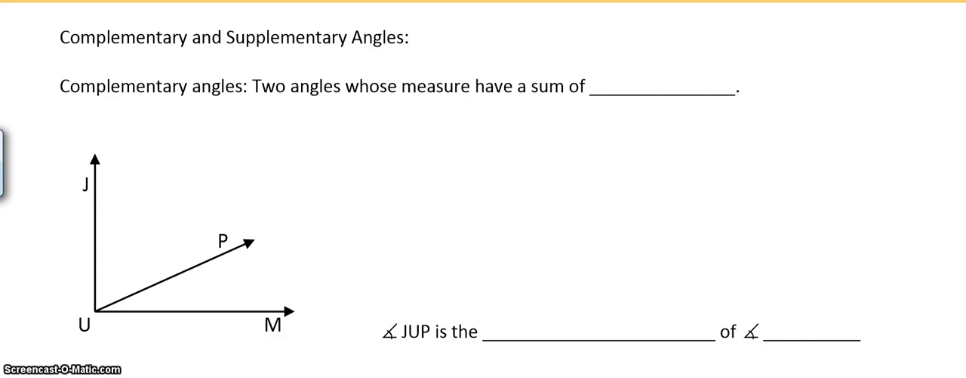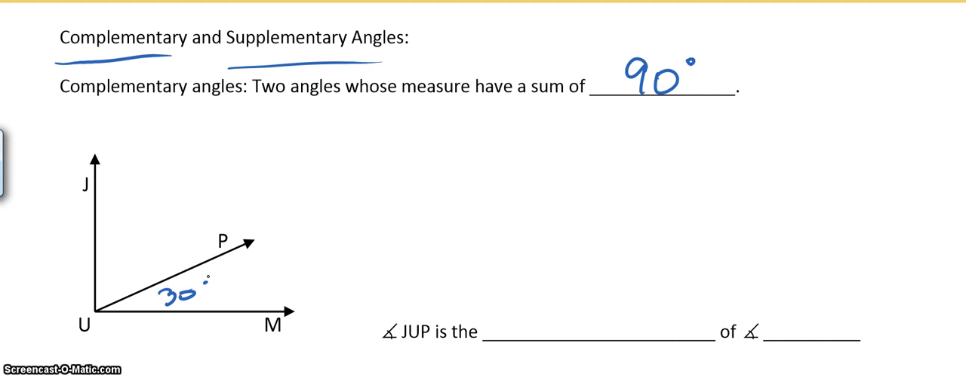Alright, let's do this. Now, today's topic is complementary and supplementary angles. So to start with complementary angles, we know complementary angles are two angles whose measures have a sum of 90 degrees. So, for instance, let's say this angle was 30.